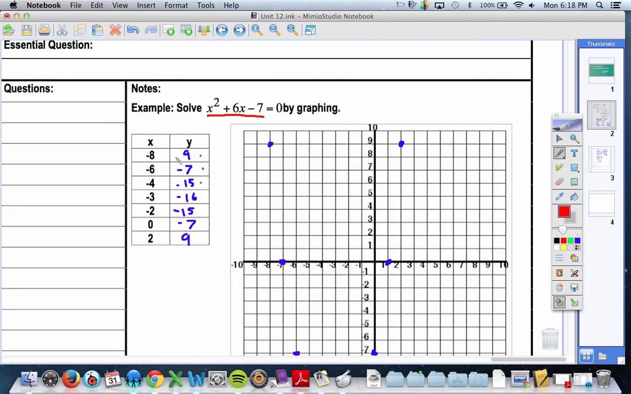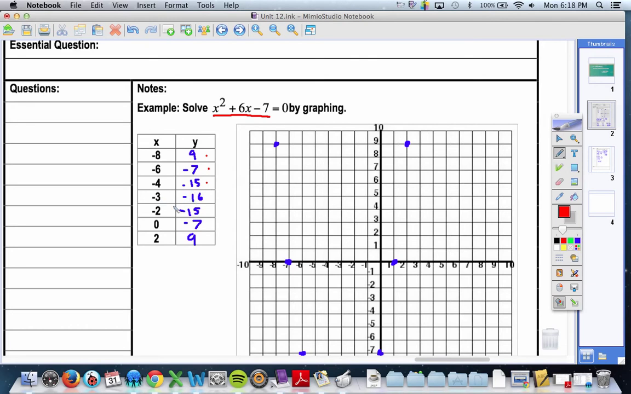So negative 8 is 9, negative 6 is negative 7, negative 4, negative 15, negative 3, negative 16, negative 2, negative 15, 0, negative 7, 2, 9. I plugged into the calculator and I looked at the calculator's table and I got those points.